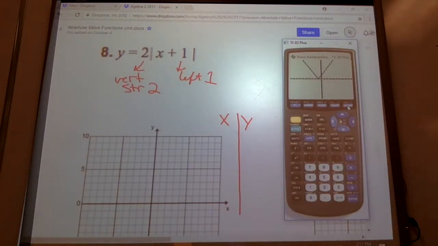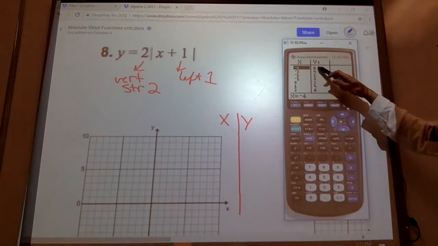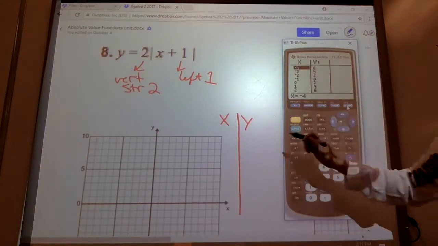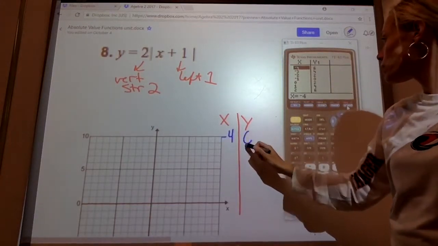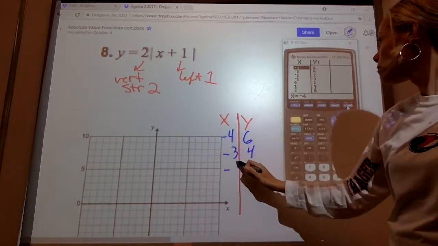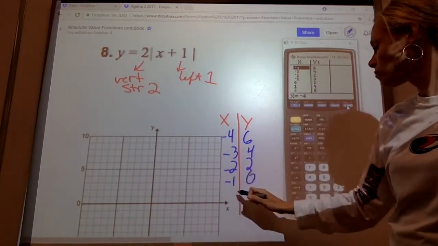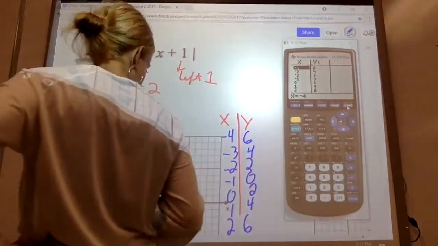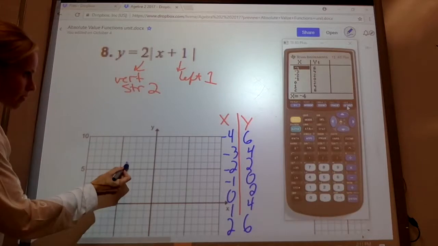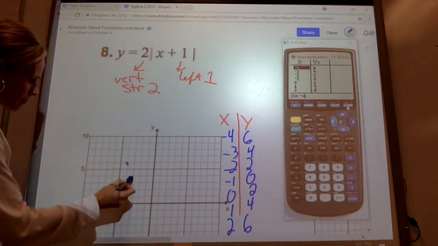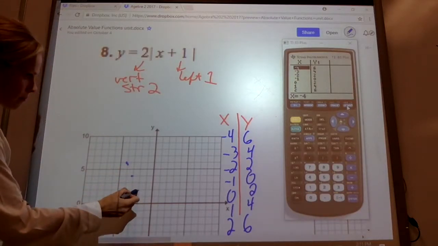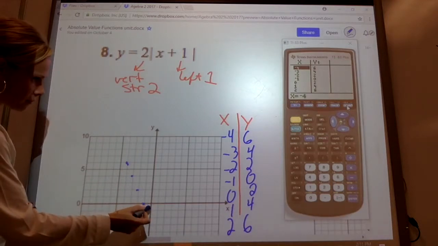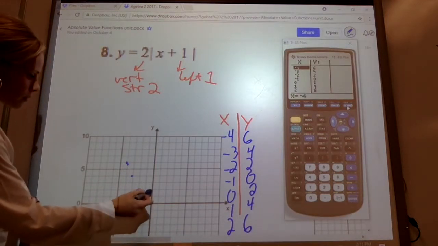It got skinnier. So then second graph, I need to find symmetry. And that looks like good symmetry because I have 2 6s, 2 4s, 2 2s. So those would be good points in my table. And then graph those. 0, 2.